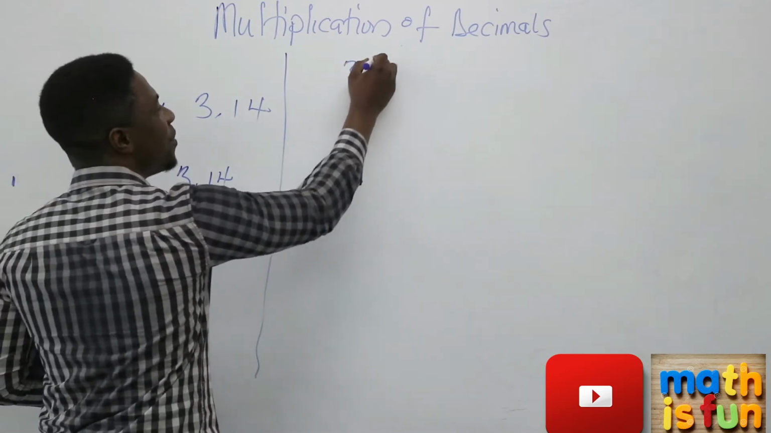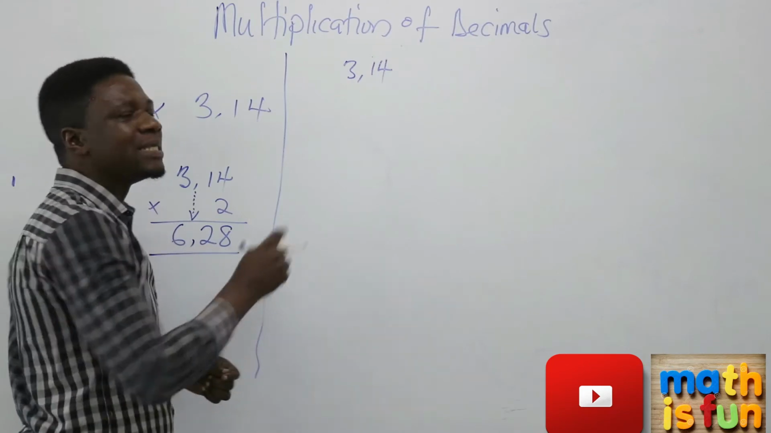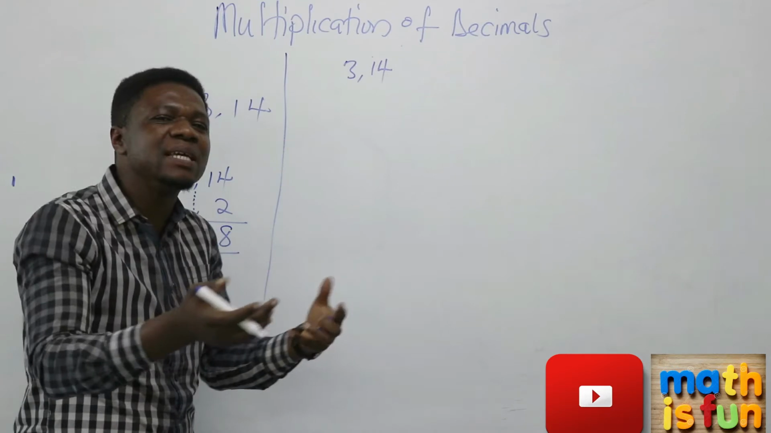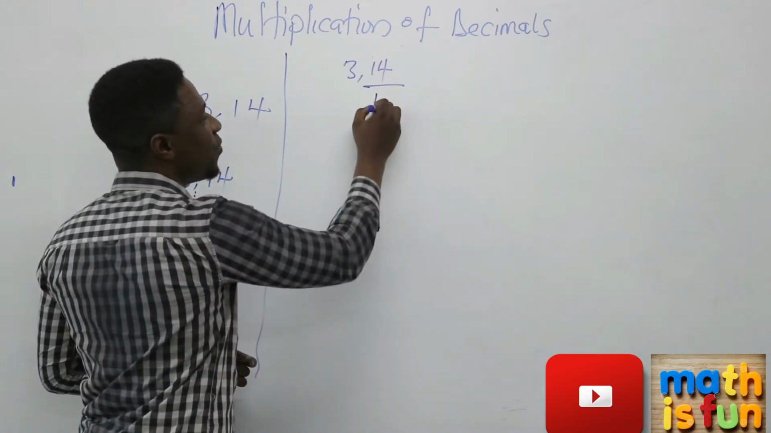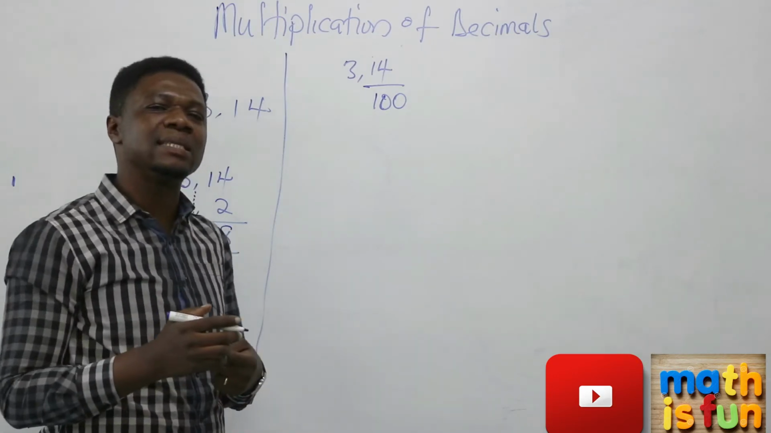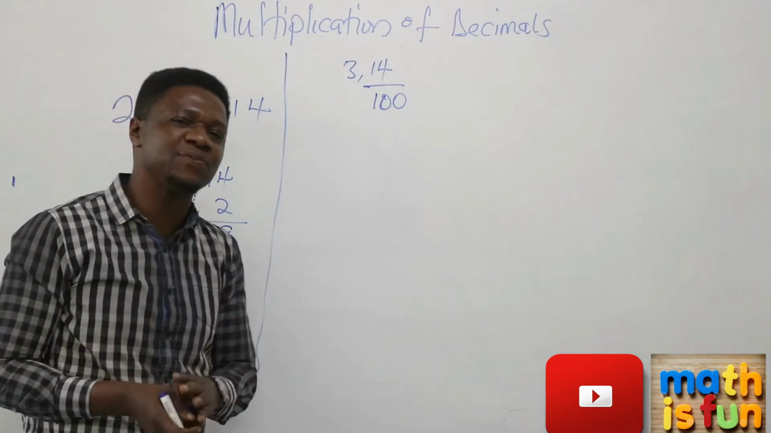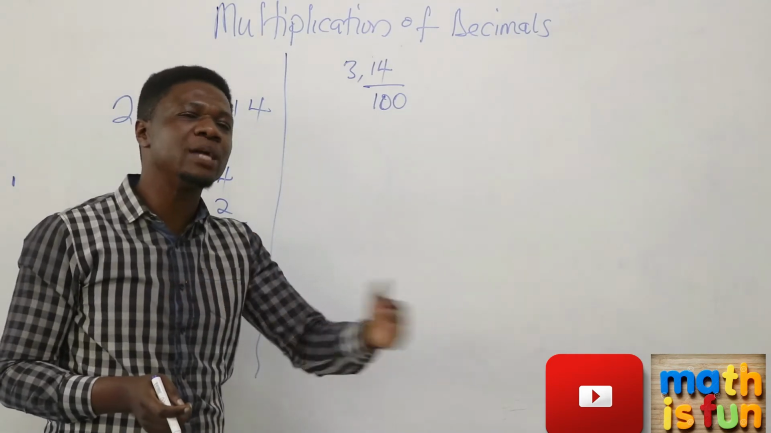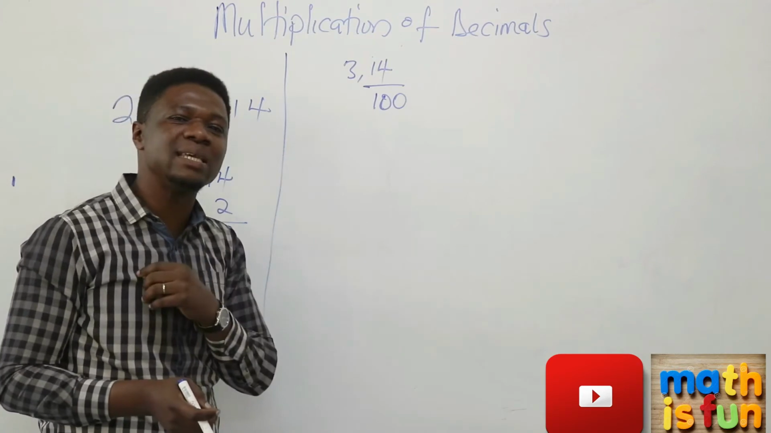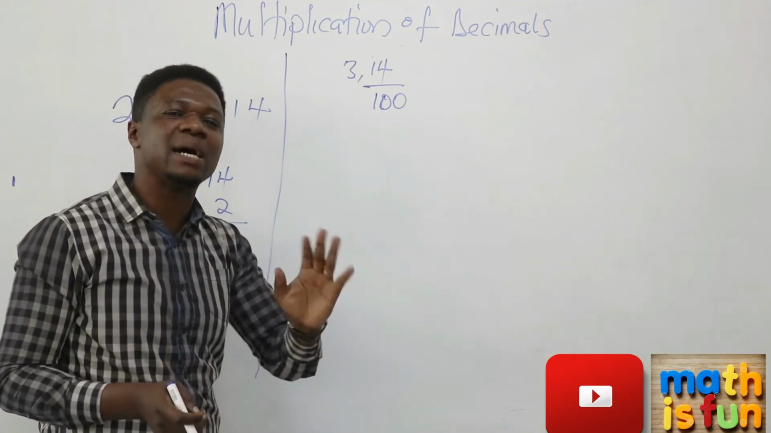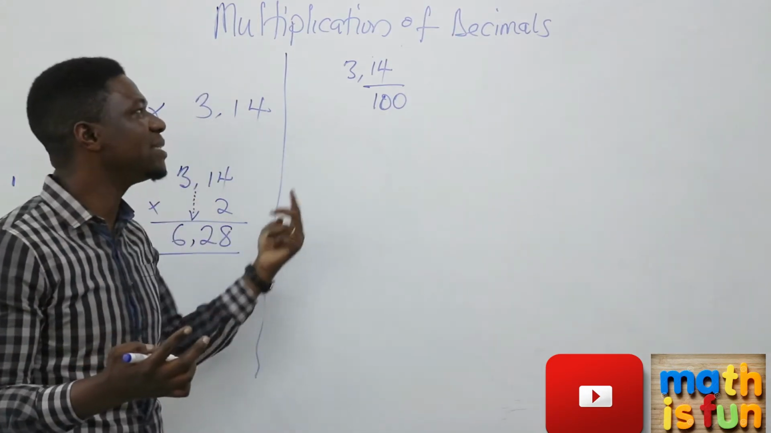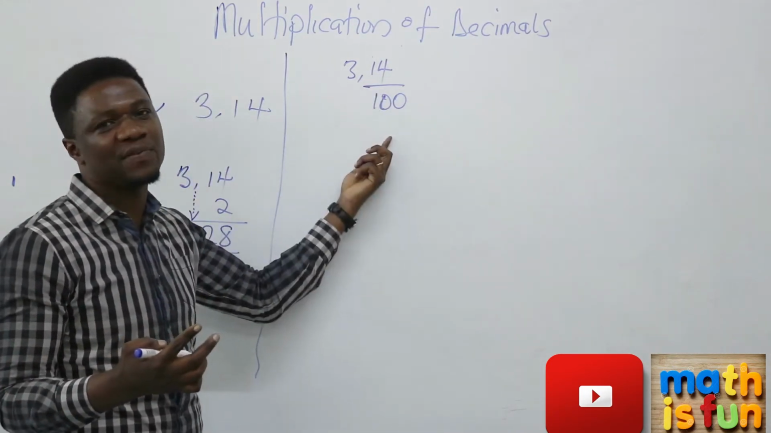I have 3,14. After the decimal comma, I have 2 decimal places, which tells me that it is under 100. If it is 1 decimal place, then it is the 10th. If you remember in our first video, if you've not seen it, please go back to it. After the decimal comma, the first number that we see is out of 10. The second number is out of 100. So since we are having 2 decimal places, then it means that our fraction here is out of 100.